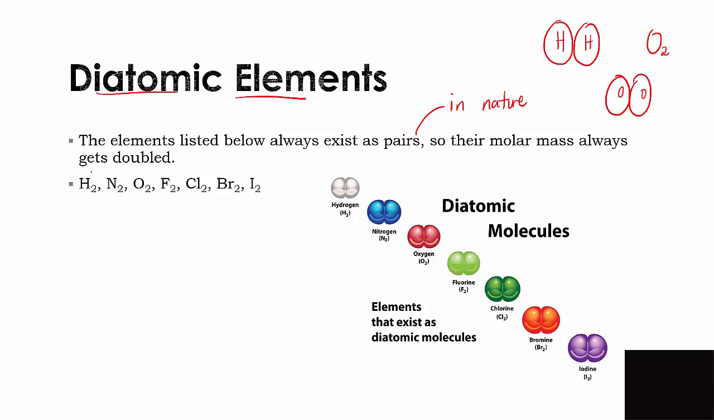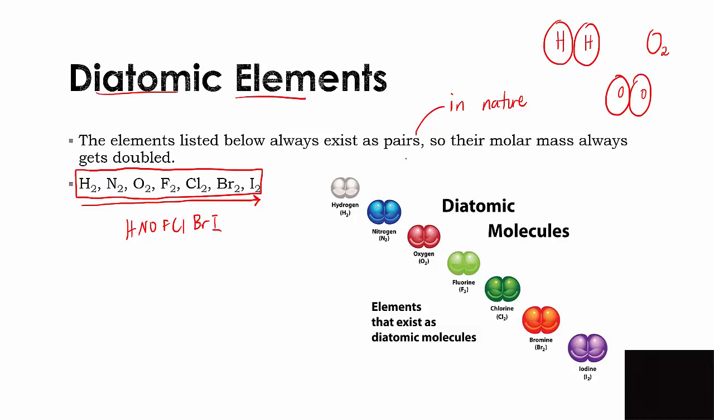The elements that form pairs are called the diatomic elements, and we do need to memorize these. The elements are H, N, O, F, Cl, Br, I. I like to call these the Hernofkelbrei elements. I'll say it again, Hernofkelbrei. If you say these elements in order, it's not a real word, but if you pronounce it that way, H N O F, Cl Br I, it's Hernofkelbrei.